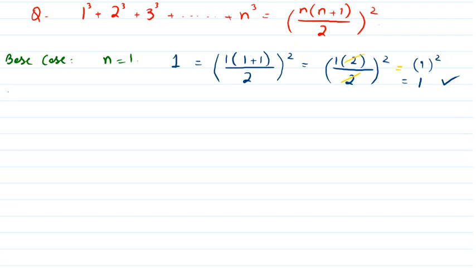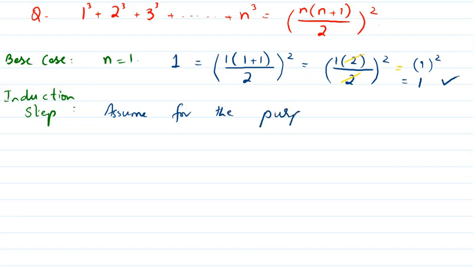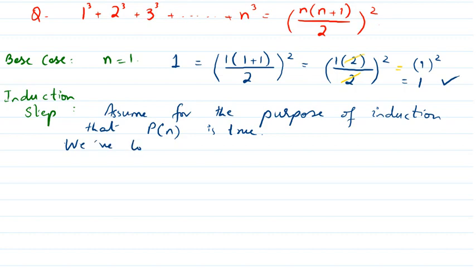Now coming to the inductive step, where we have to carry out some assumption. So assume, for the purpose of induction, that the given predicate P of n is true, and we have to show that P of n plus 1 is true. That is, the same predicate is going to hold for n equals to n plus 1.